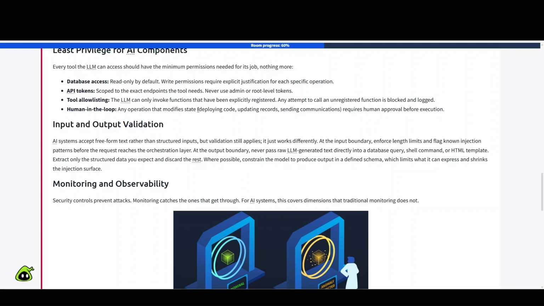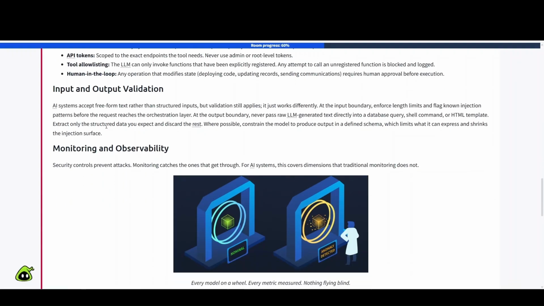The LLM can only invoke functions that have been explicitly registered. Any attempt to call an unregistered function is blocked and logged. Human in the loop: any operation that modifies state, deploying code, updating records, sending communications, requires human approval before execution.